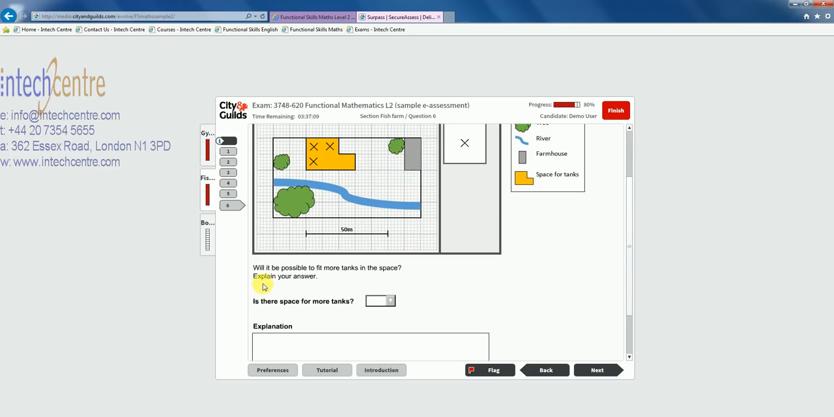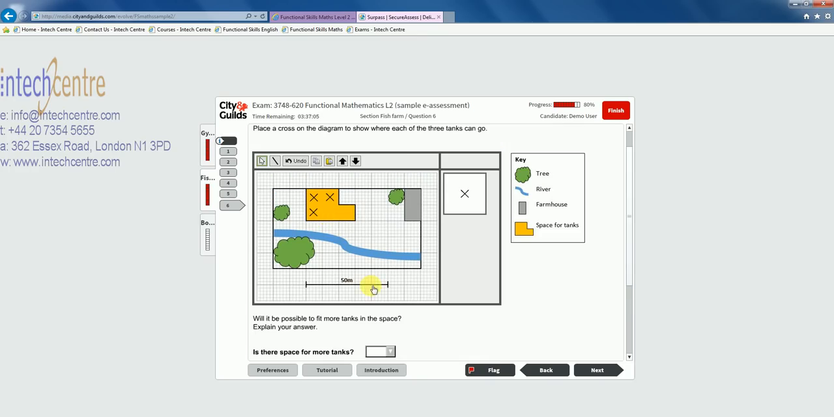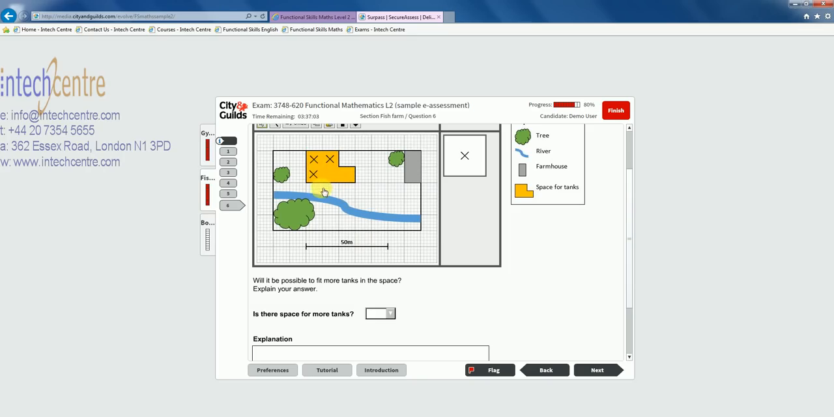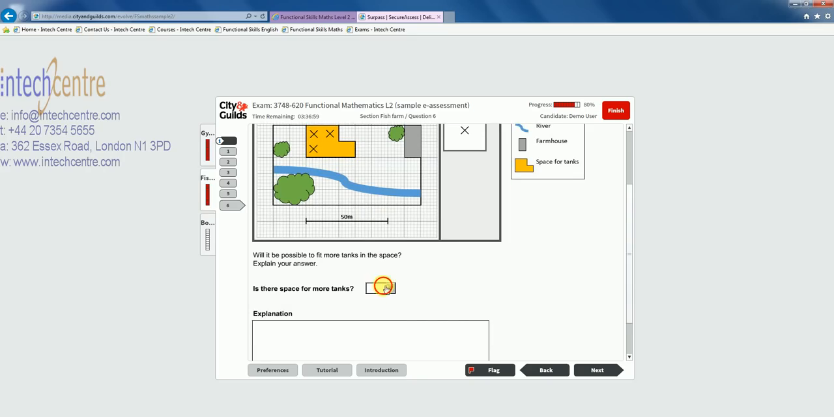So it's asking whether it would be possible to fit more tanks in the space. So actually you can. You could fit another 2 tanks. As you can see here, you still have this much space. You can put another one here, you can also put another one there. So yes, it is possible to fit 2 more tanks as the diagram shows. There is enough space. And it's that simple.